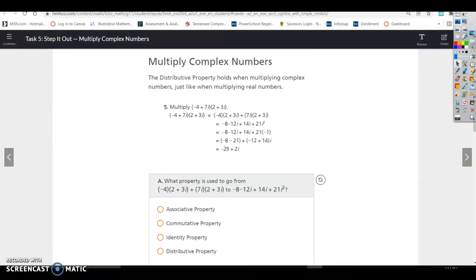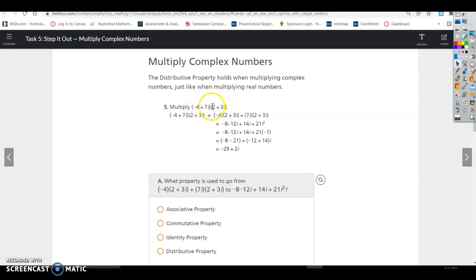Lesson 2.2, task 5. Multiply complex numbers. The distributive property holds when multiplying complex numbers, just like when multiplying real numbers. So if we multiply this example here, negative 4 plus 7i times 2 plus 3i, you're going to use distributive property just like we did in the previous example.